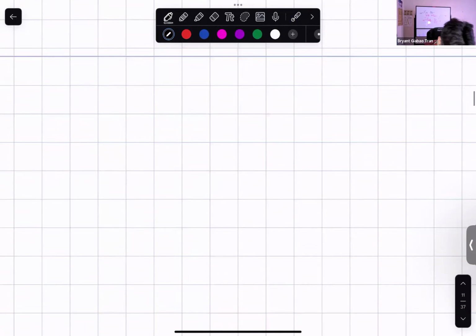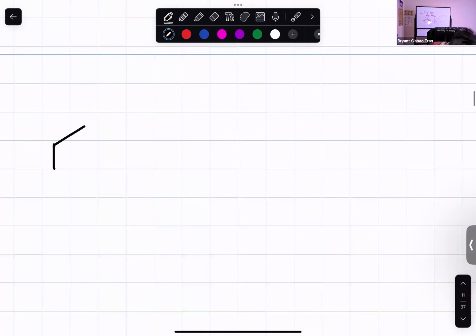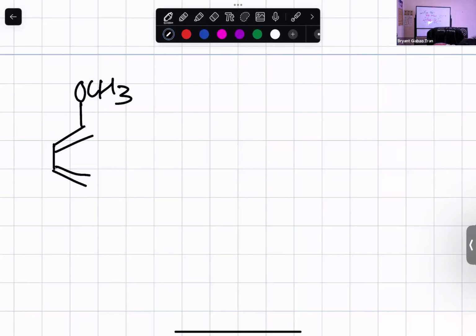So let's look at this diene right here with this EDG, OCH3. We see that this oxygen here has a pair of electrons that can directly donate electrons into the system like this, pushing this double bond over there, which pushes this double bond onto that carbon right there to get this resonance set here.